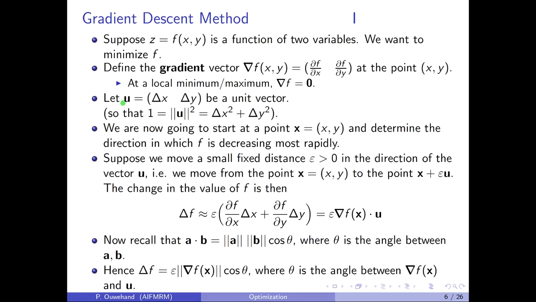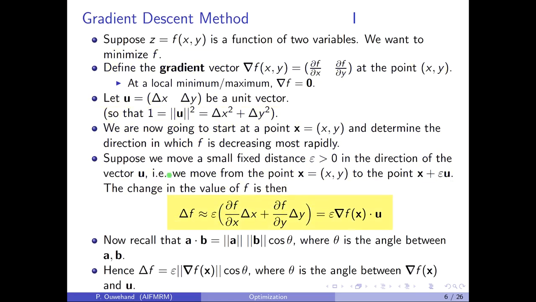Let u be a unit vector which represents an arbitrary direction in which we move. As u is a unit vector, its components, delta x and delta y, must be such that delta x squared plus delta y squared adds up to 1. We're now going to start at the point x, and we're going to find the direction in which f is decreasing most rapidly. Suppose we want to move a small fixed amount epsilon in the direction of the vector u. In other words, we want to move from the point x to the point x plus epsilon times u.